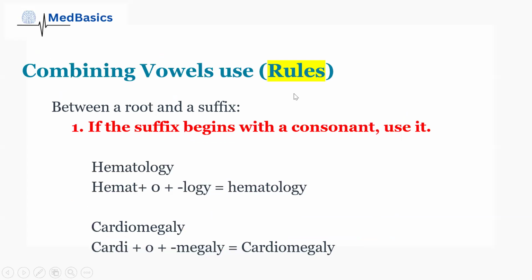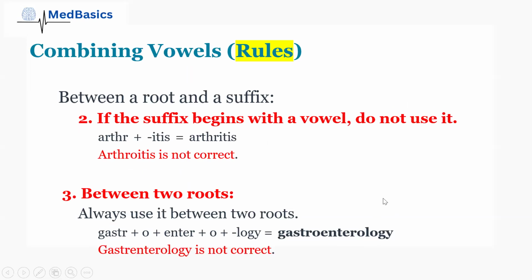So this is the rule for combining vowels. You have to check the suffix. If it starts with a consonant, you would be adding a combining vowel between the word root and the suffix. But if the first alphabet is a vowel, you have to ignore adding the combining vowel. Another rule says if there are two word roots, you have to add a combining vowel between the word roots. But whenever you are having a suffix, you have to check the first alphabet of the suffix.